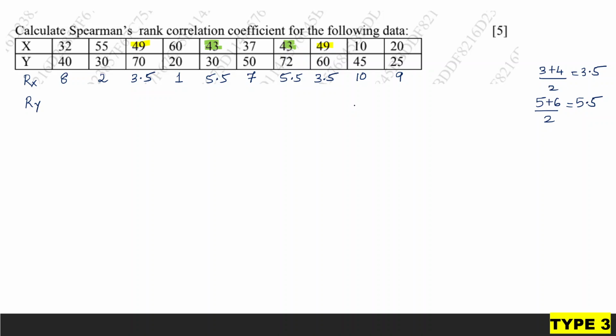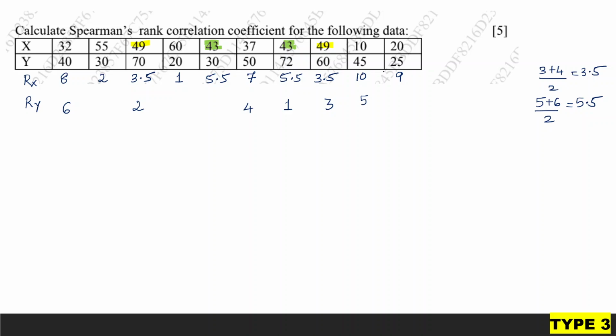Let's repeat the same process for Y. Again from maximum to minimum. The maximum value in Y is 70, so that's going to get rank number 1. Sorry, 72. Rank number 2 will be for 70. Rank number 3 for 60. Rank number 4 for 50. I'm looking at the row of Y, okay? Fine. Then we'll go for 45, which will get rank number 5. Then we'll have 40, which is going to be rank number 6.